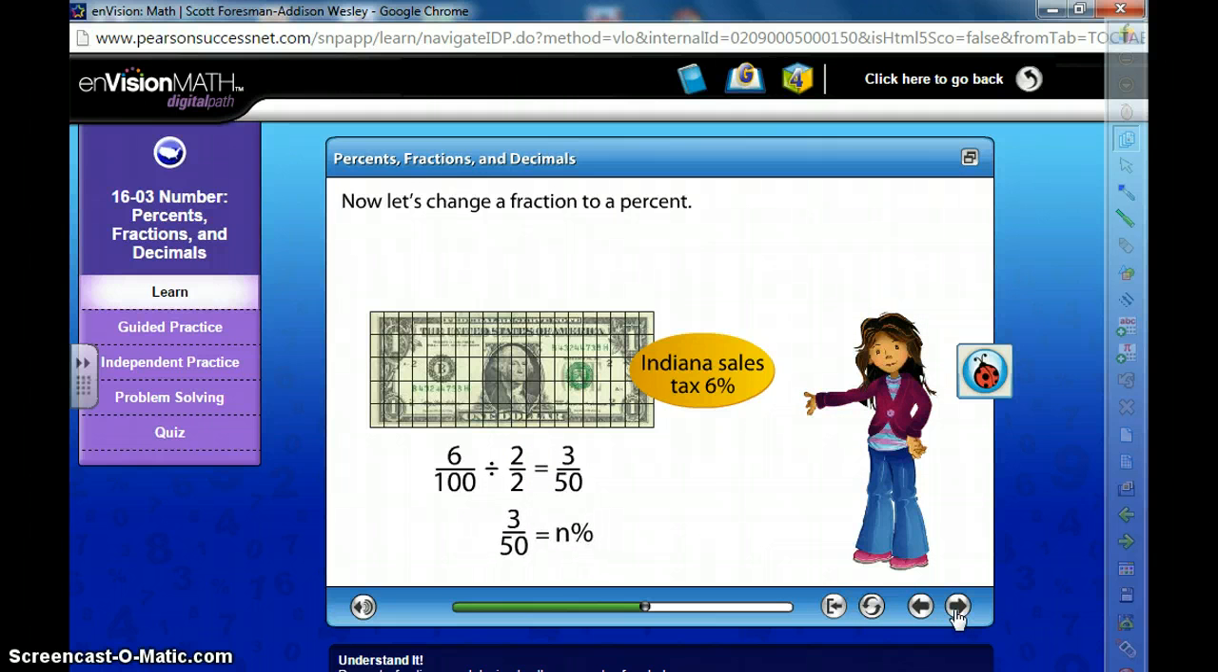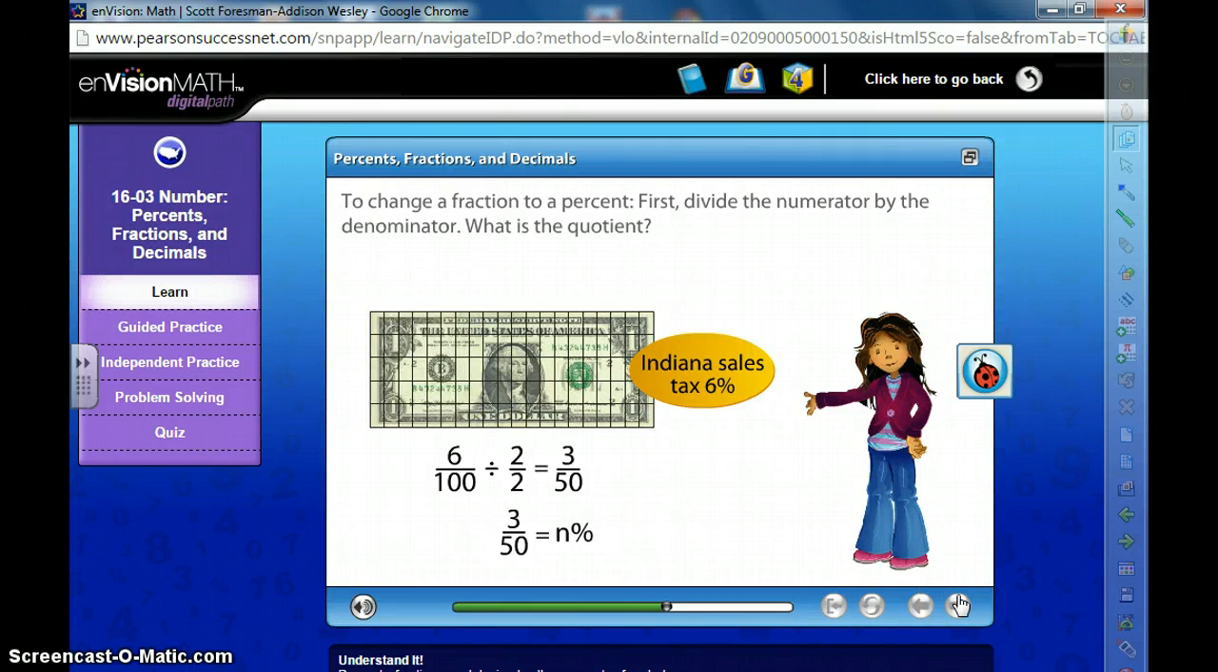Now let's change a fraction to a percent. Okay, same thing. We have 3 over 50 here. We need the denominator to be 100. What do we do to 50 to make it 100? Times it by 2. So what I do to the bottom, I do to the top. I'll have to take 3 times 2 to get 6. Then I'll have 6 over 100, which is where I started, and that will tell me 6%.